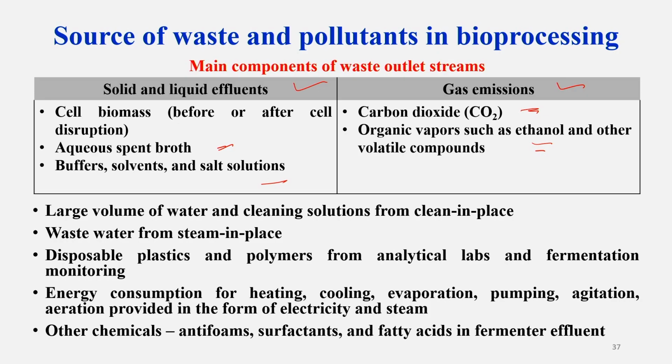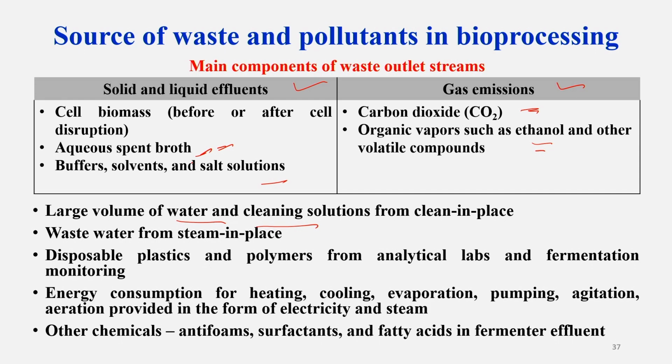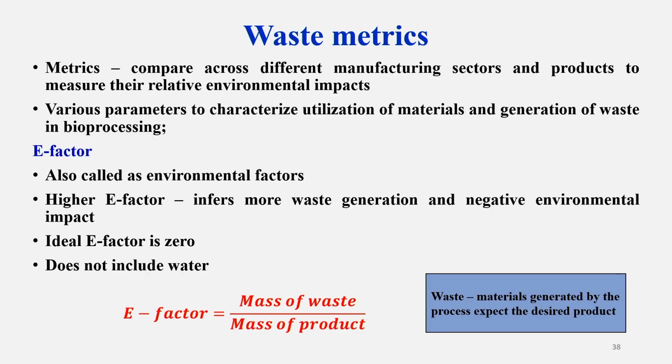Particularly, a large quantity of water is used in the bioprocess, because typically if you consider a yield titer of 10%, 20%, it means 90 to 80% is the spent broth that needs to be properly treated and discharged. So, one can consider the waste metrics. These metrics compare across different manufacturing sectors and products to measure their relative environmental impact.